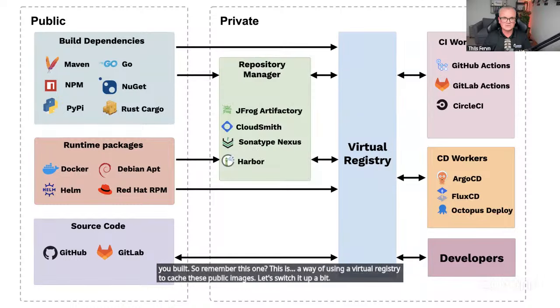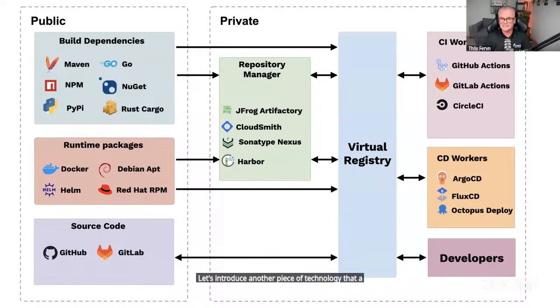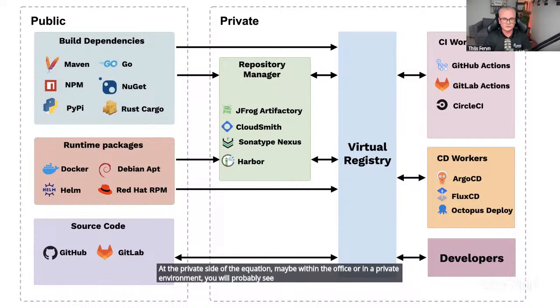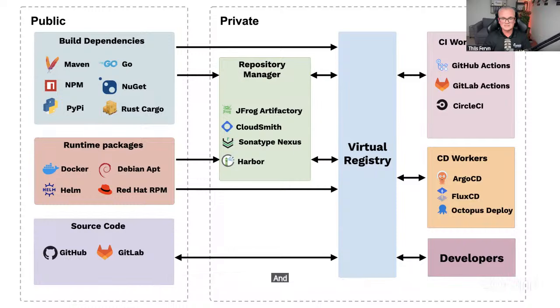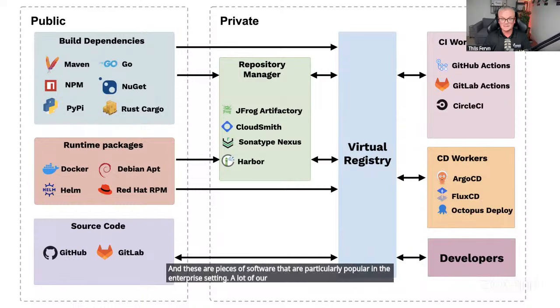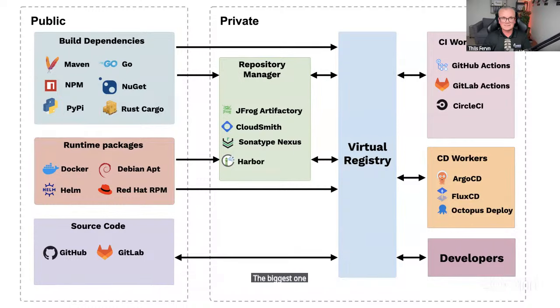Let's introduce another piece of technology that a lot of big organizations use. At the private side of the equation, maybe within the office or in a private environment, you will probably see a universal repository manager. And these are pieces of software that are particularly popular in the enterprise setting. A lot of our clients use them. And these are really good specialized tools. The biggest one in that segment is arguably JFrog Artifactory. But as you can see, there's competitors out there like Cloudsmith, Sonatype Nexus, and in some way, Harbor also competes with that.